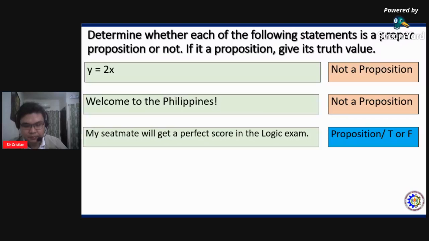Okay? So I hope you get the idea of the proposition. Let us repeat that a proposition is a declarative sentence that is either true or false, but not both.